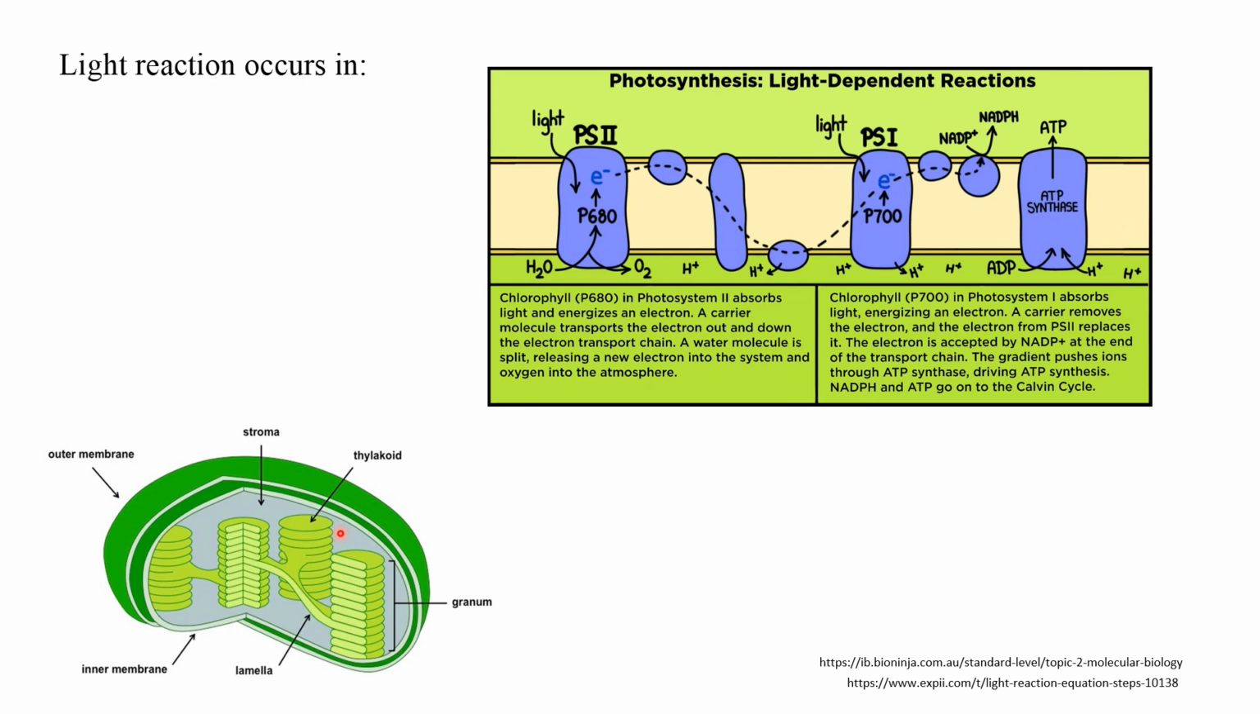Dark reactions, on the other hand, which are also known as carbon assimilation reactions, take place in the stroma.